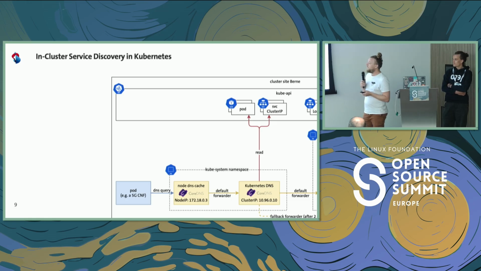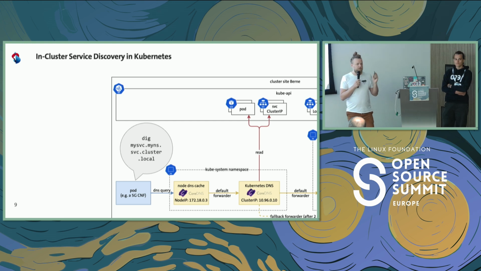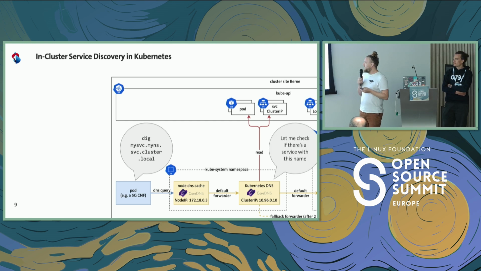So the way this works is you have your pod, which will ask for some kind of service that it knows that it wants to try to reach. Eventually, this request will reach the Kubernetes DNS, which will check the Kubernetes API. If there is a service of that name, it will return the IP. That's a very simple process.